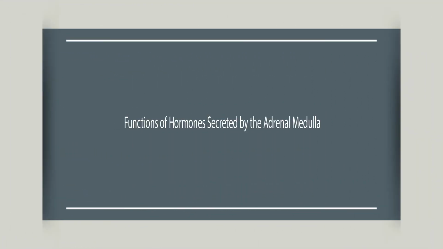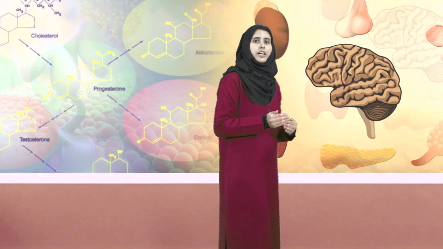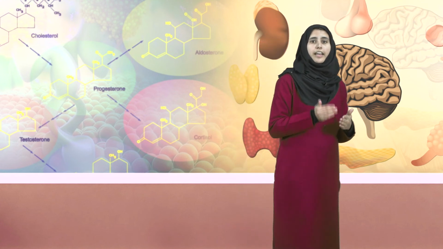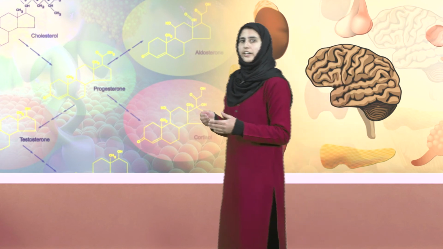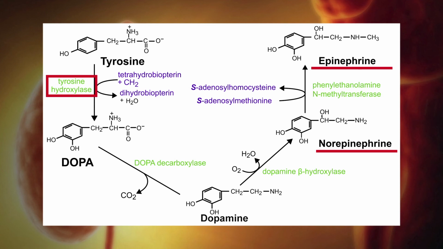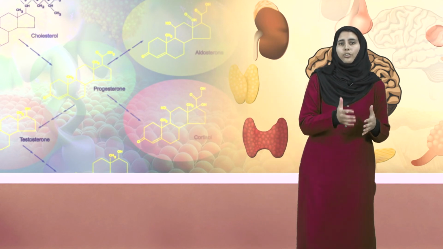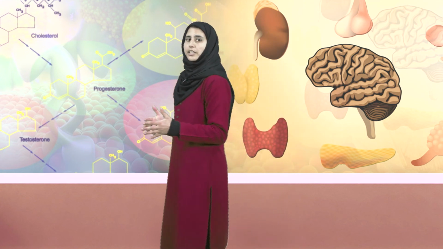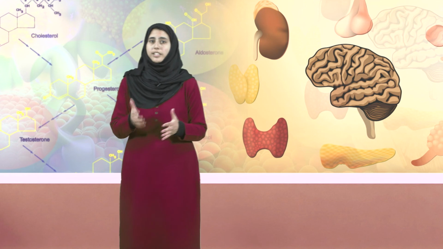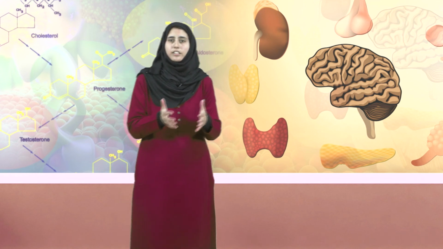Now, moving to the functions of the hormones secreted by the adrenal medulla. The two major hormones synthesized by the adrenal medulla are epinephrine and norepinephrine, also called adrenaline and noradrenaline respectively. Noradrenaline is synthesized from the amino acid tyrosine, which is then converted to adrenaline in response to cortisol from the adrenal cortex. The medullary cells store catecholamines in the cytoplasmic granules. They are released into the blood sinusoids by exocytosis in response to acetylcholine from the preganglionic sympathetic neurons.